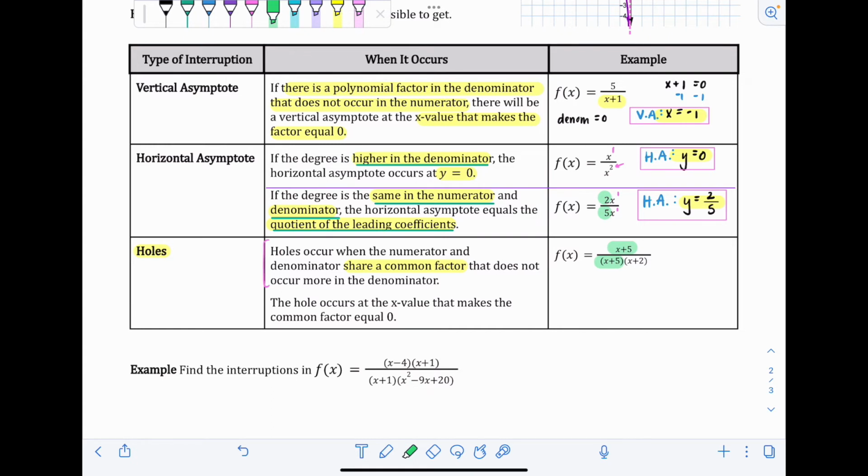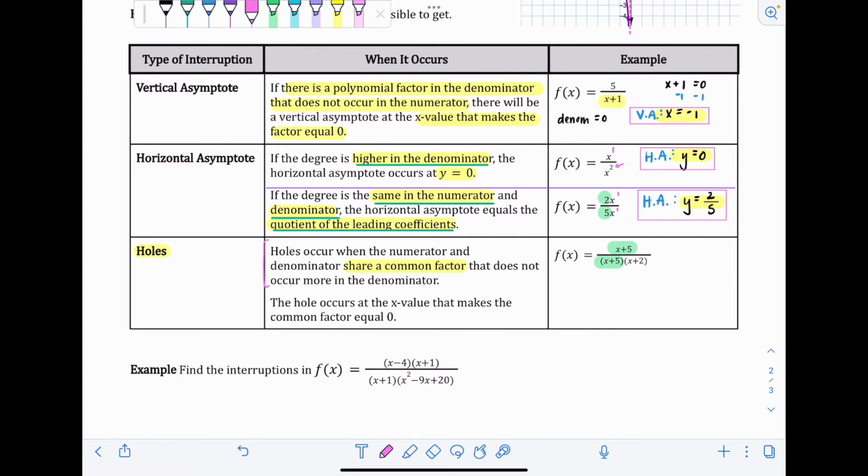And the part that says that does not occur more in the denominator is referring to exponents over the factors. So if this was an x plus 5 squared, that would break that rule that says that does not occur more in the denominator, because there's a higher power in the denominator. But in this case, they're both the first power, they're both just x plus 5. They're not being squared, cubed, or anything like that. So it does not occur more in the denominator, so that means there's going to be a hole there.